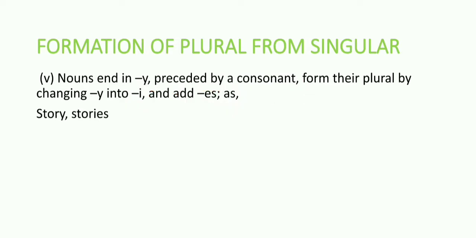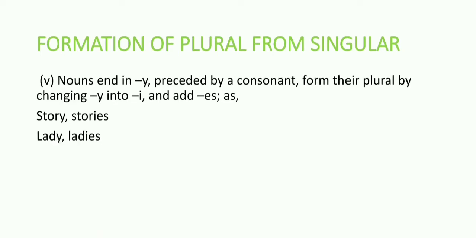How? Look at the example. We have story, and if you see, before y there comes a consonant, and that consonant is r. R is a consonant, so we change y into i and add es at the end of the noun. By making the plural, we add ies to make one story into more stories. Same with ladies: y is changed into i, with the further addition of es.